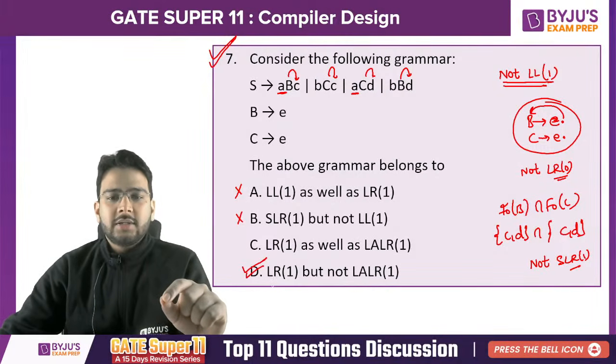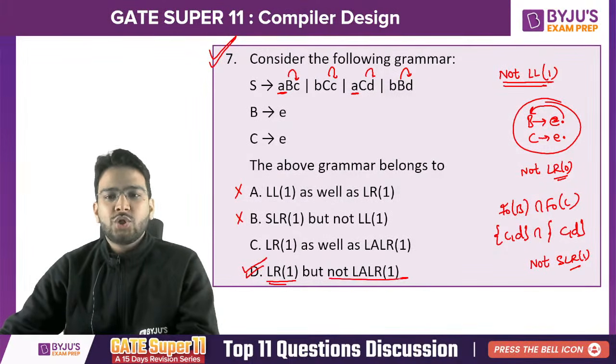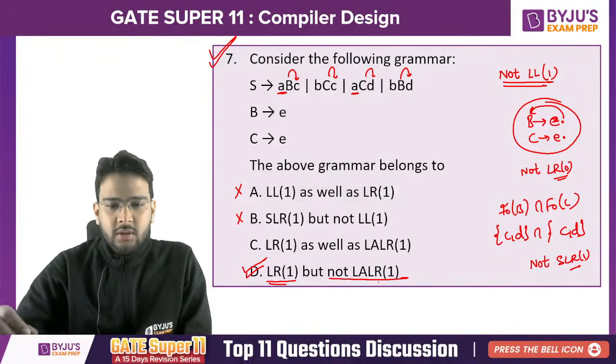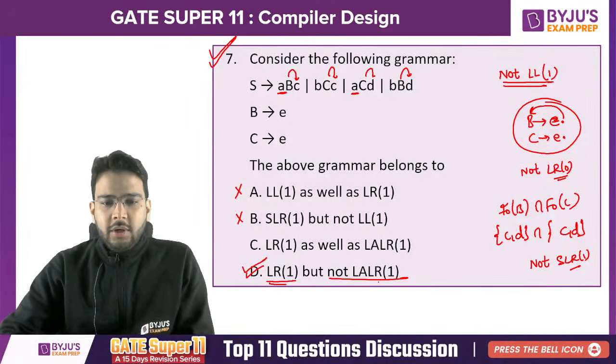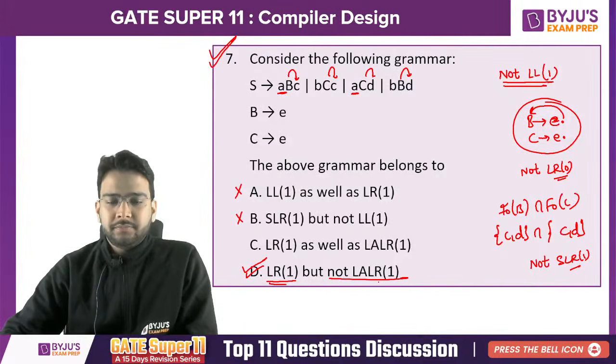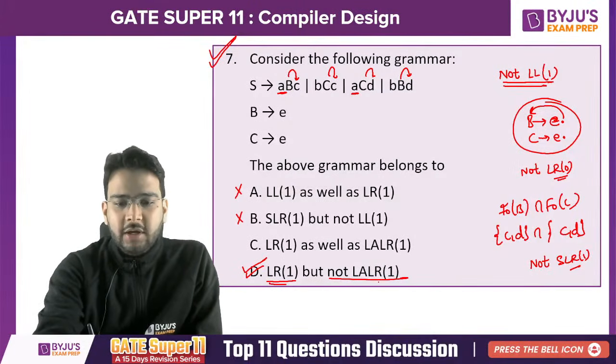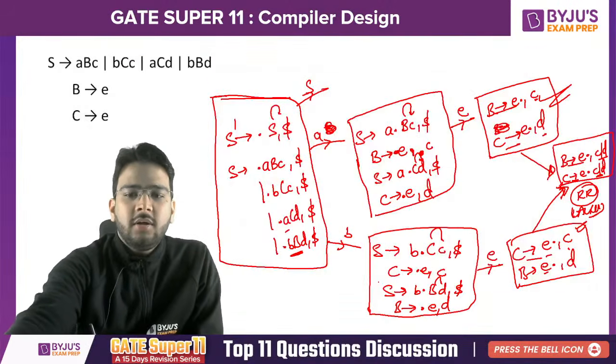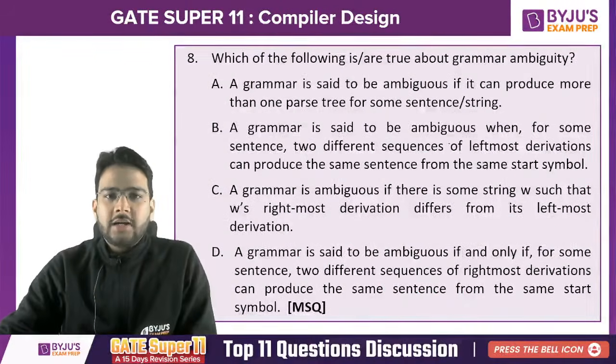Option D is the correct answer. It is LR1, but it is not LLR1. Is it clear, everyone? Any doubt? If you have any doubt, please ask. So very few students have answered this question correctly. Let's proceed and answer this one now.